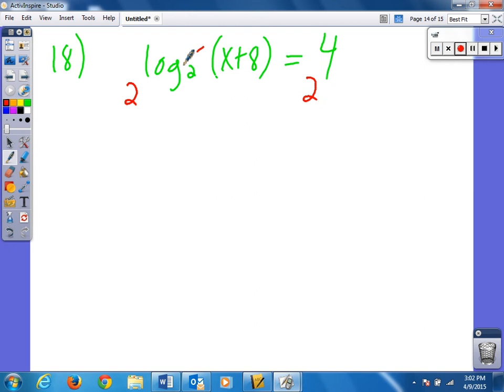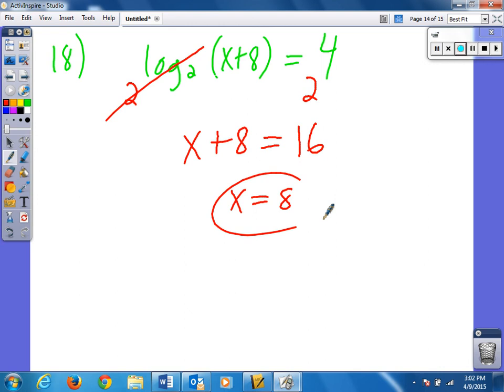So then on the left side, the 2 raised to the log base 2 cancels out, and we get x plus 8. Then on the right side, be very careful here, this is not 2 times 4, it's 2 raised to the 4th, which means 2 times itself 4 times, which gives you 16. So then solve this and you get x equals 8.